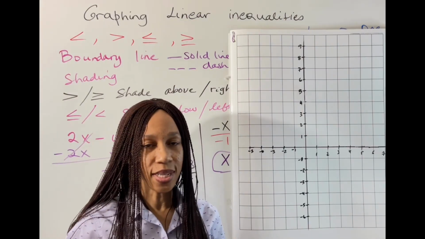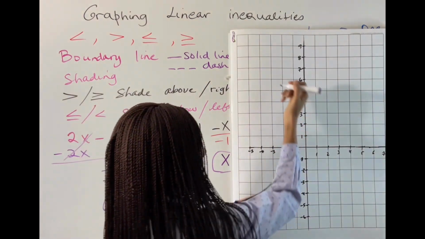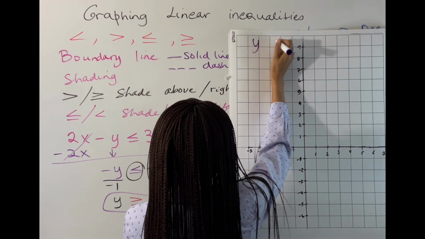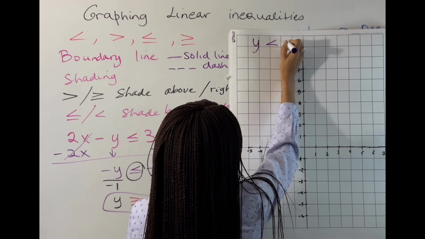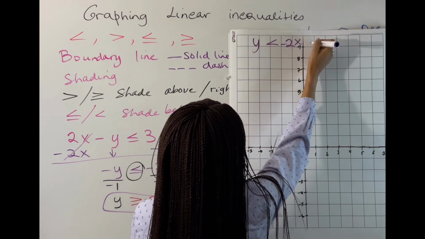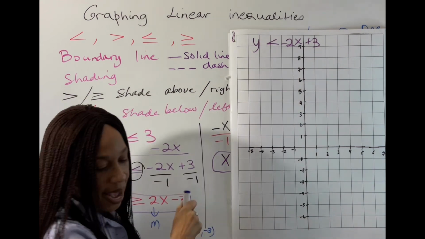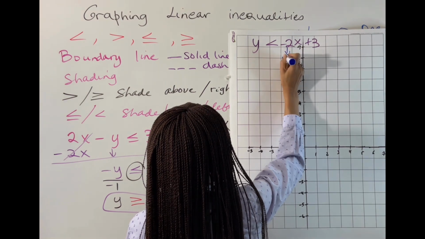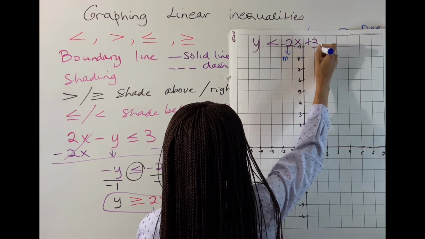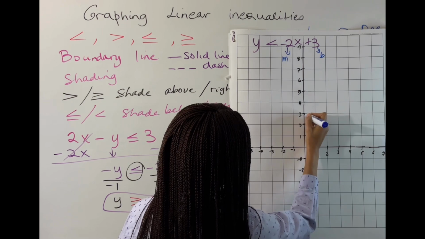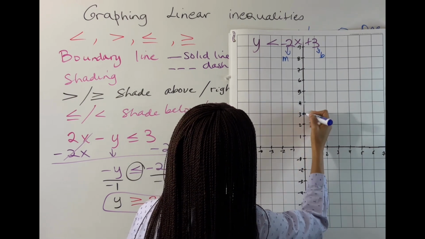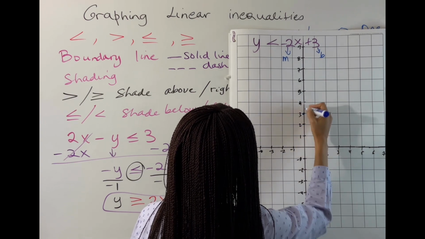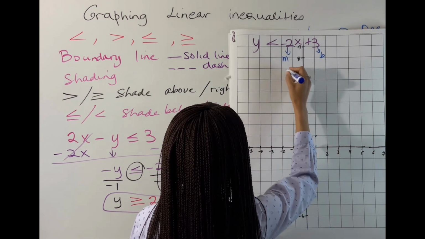The third inequality that I'm going to graph today is y is less than -2x plus 3. Once again, we have to identify our slope. Our slope here is -2. Our b is 3. This is our b. So we are going to start at 3 and we are going to go down 2 over 1 or up 2 to the left 1.